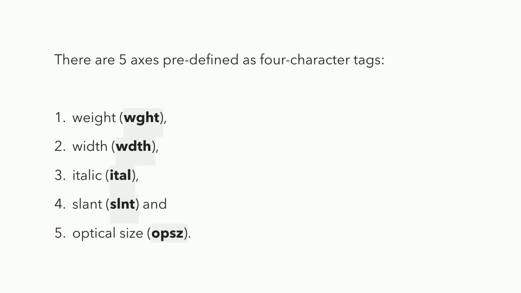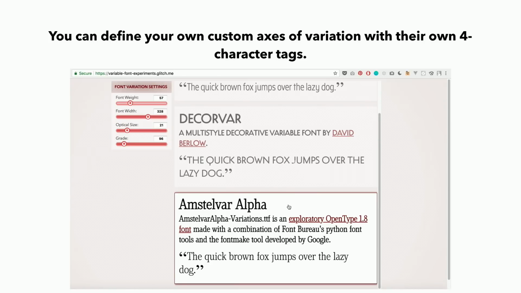There are 5 registered axes defined as 4 character tags in CSS: the weight, the width, the italic axis, the slant, and the optical size. The font can have variations along any of these axes, and the more axes it varies on, the more varying instances you can have. In addition to the 5 registered axes, you can define your own axis of variation with your own 4 character tags. This enables us to vary almost any aspect of the font, such as x-height, serif shape, grunginess. You can also vary only one part of the text. I'm going to show examples.